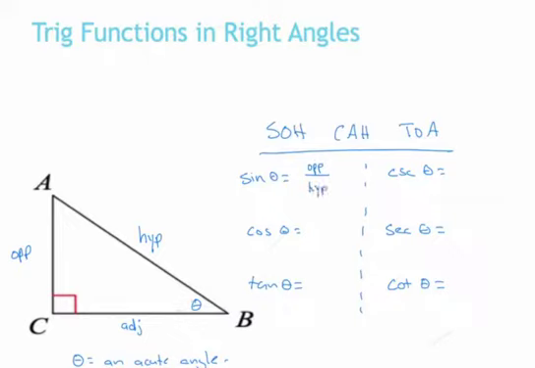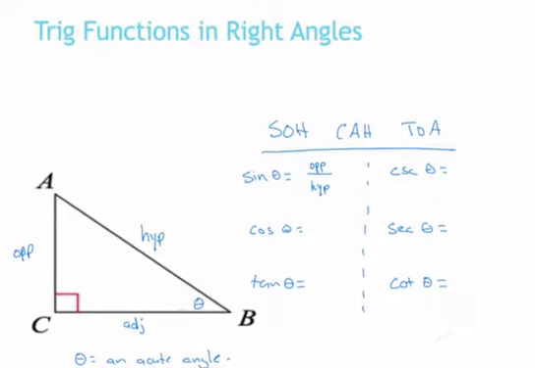And then we have cosine is adjacent over hypotenuse. So let's say adjacent over hypotenuse. Then tangent is the opposite over the adjacent. Opposite over adjacent. So let's just see what that would look like in the triangle.